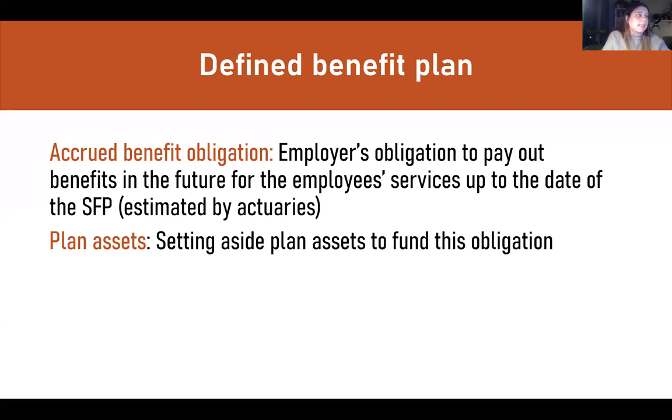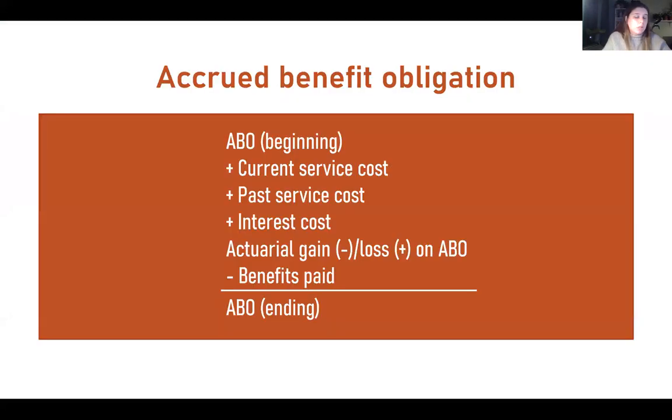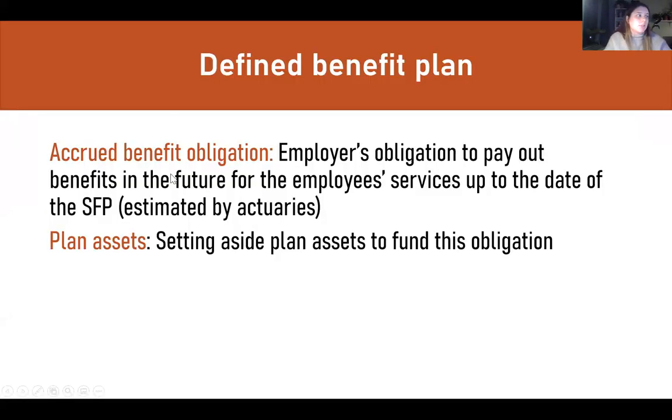And the plan assets, it's the setting aside of assets to fund this obligation. So the cash that you're going to set aside to pay in the future, or investments, or sometimes maybe you buy buildings and stuff like that. So any asset that you purposely hold to fund the defined benefit plan obligation. So we're going to see how to calculate these two.